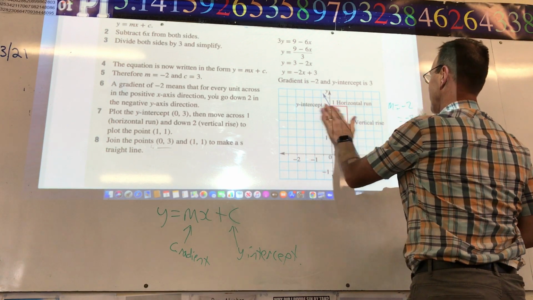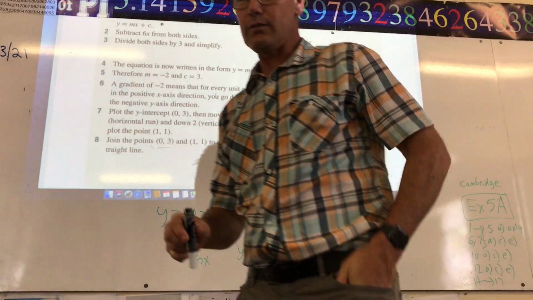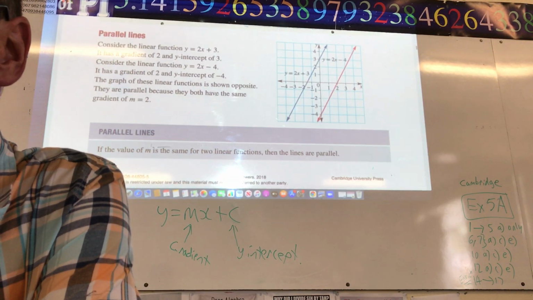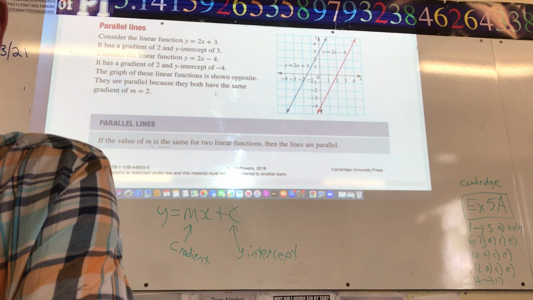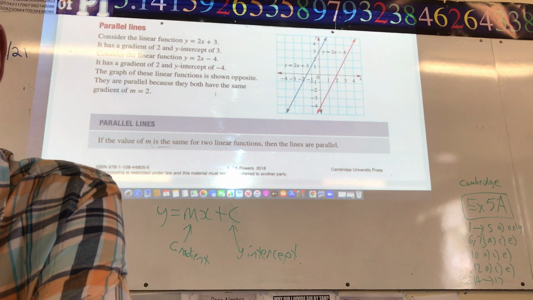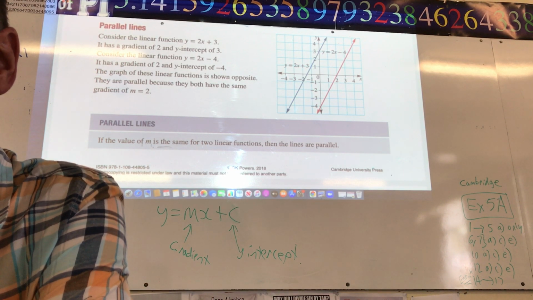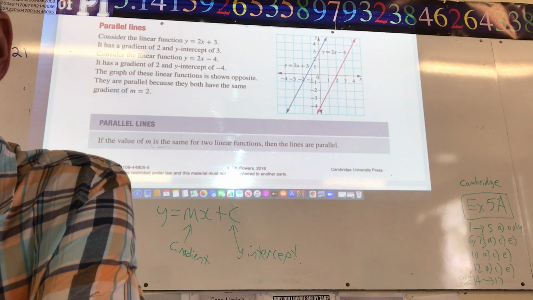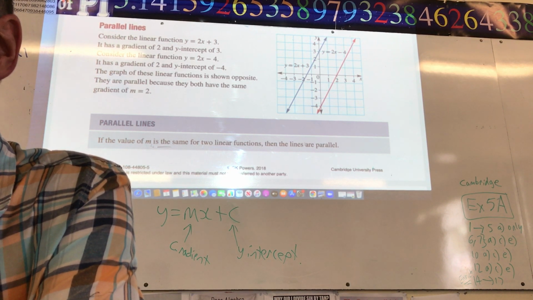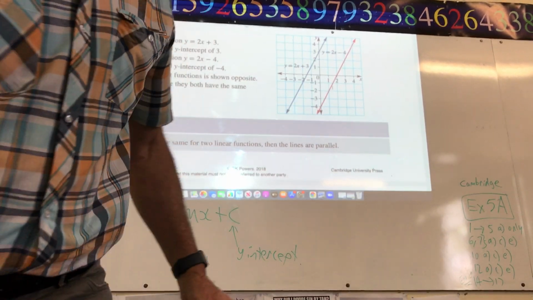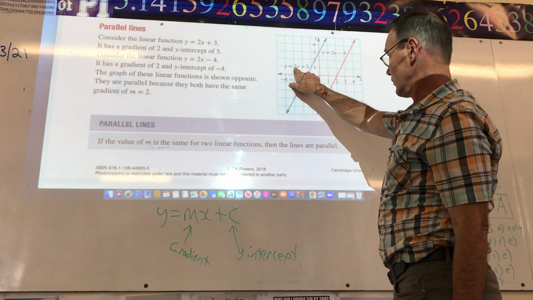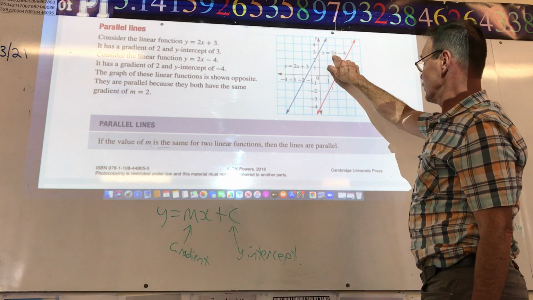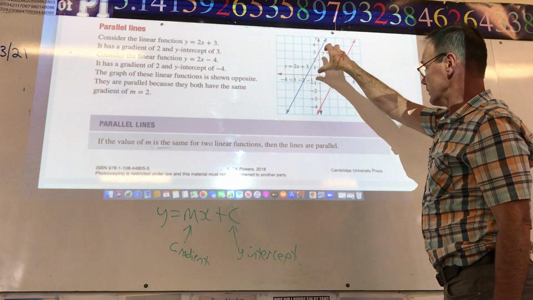So, a bit of practice getting gradient and y-intercept from an equation and plotting them. Next, built into this is parallel lines. Obviously those two lines are parallel, and you notice that the gradients are the same. So for parallel lines, you need to write this in your book. If the value of m is the same for two linear functions, straight lines, then the lines are parallel. Both of these equations here have a gradient of 2. This is y equals 2x, so the gradient's 2. They've both got the same gradient.